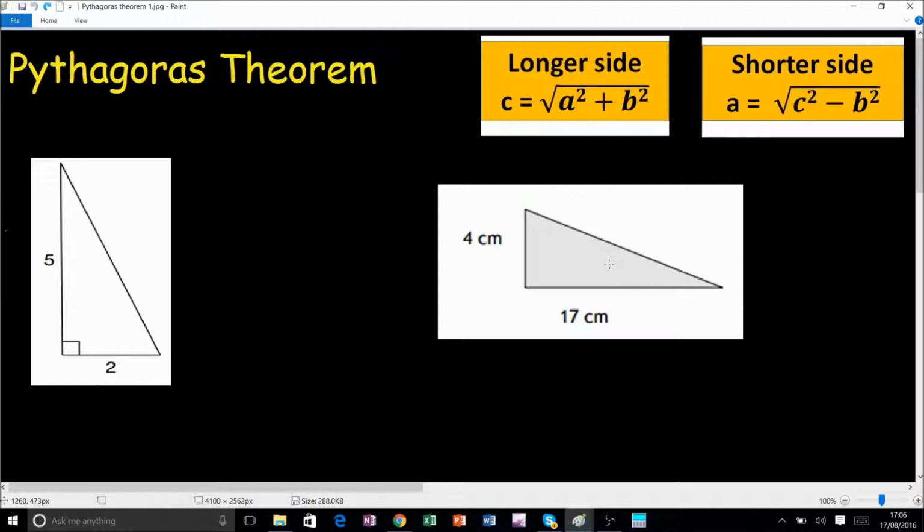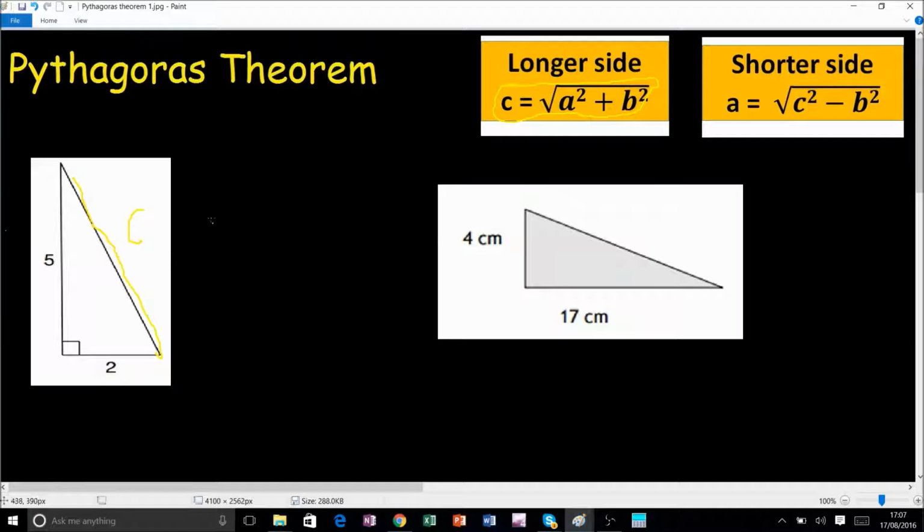Today we're looking at Pythagoras' theorem and how to calculate the longest side of a right angle triangle. We've got our little formula here for calculating the longest side, or the hypotenuse, and this is what we're going to use to find it. For this problem, we want to look for this side of the right angle triangle. Let's call it C.